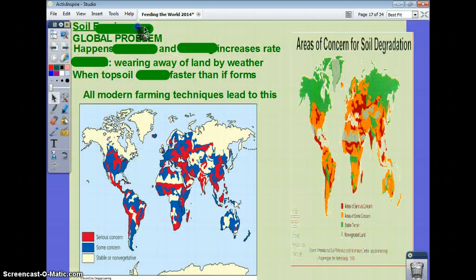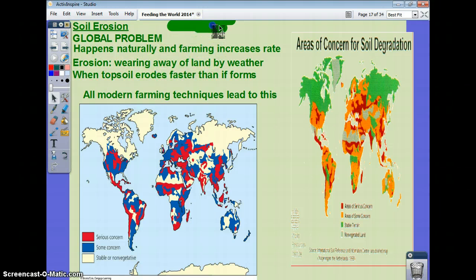So one of the biggest problems from farming is soil erosion. And this is a global problem. It's happening all over the world. And anybody know what two things trigger erosion? Water and wind. Good. It could happen naturally. Water and wind is a naturally occurring weather condition.